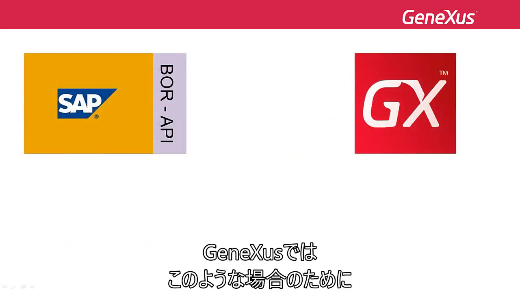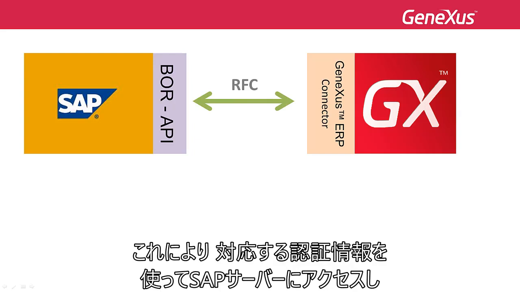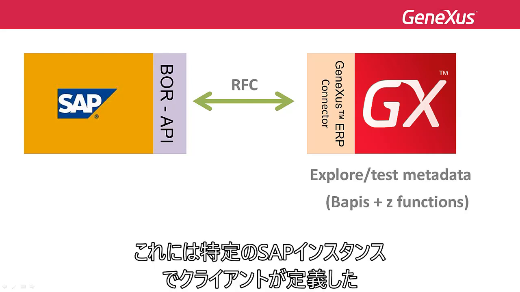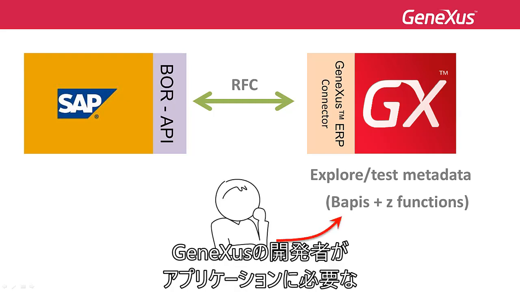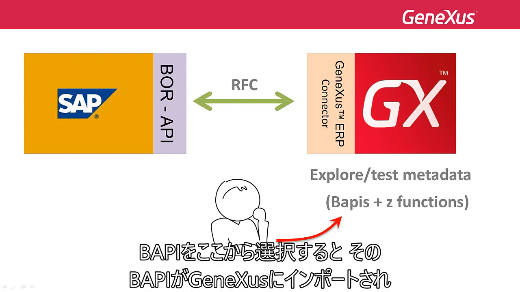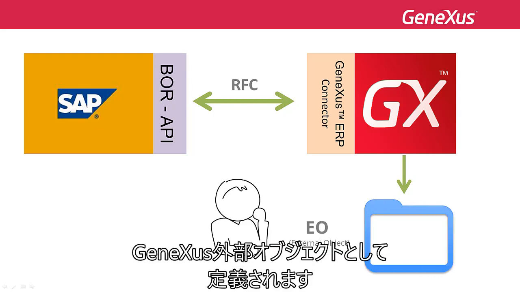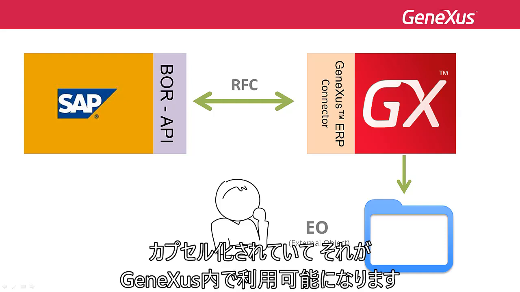In this context, GeneXus has developed the GeneXus ERP connector that allows, on one hand, accessing the SAP server with the corresponding credentials, and obtaining, through RFC calls, the entire BOR metadata with all the existing BAPIs, and Z functions for remote access that may have been defined by a client in a certain SAP instance. Next, the GeneXus developer selects from there the BAPIs he or she needs for the portion of the application to be created. These BAPIs are imported into GeneXus and exposed as GeneXus external objects, which will encapsulate the business object logic and its methods so as to be used from within GeneXus.